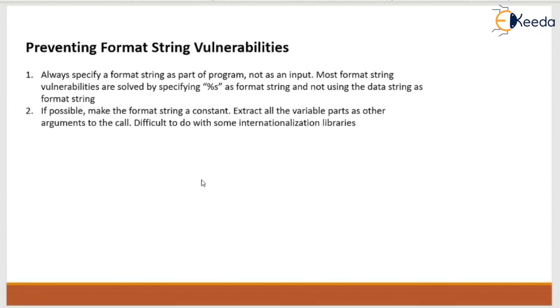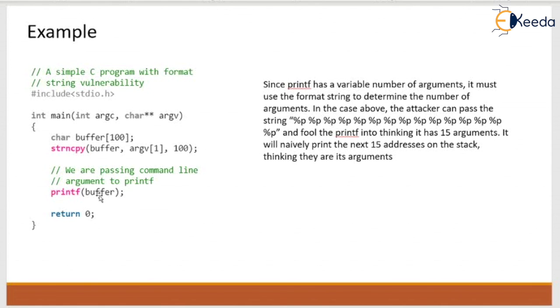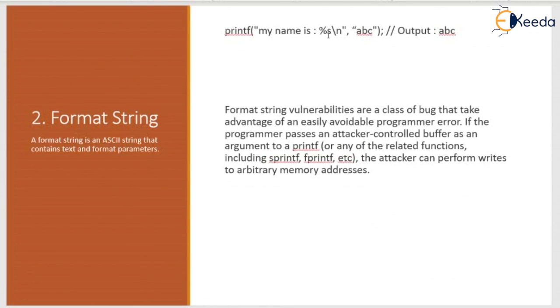Now, preventing format string vulnerability is not that difficult. To solve this issue, specify a format string as a part of the program, not as an input. Most format string vulnerabilities are solved by specifying %s as the format string and not using the data string as the format string. This printf(buffer) is an example of directly using the data instead of a format string. In this printf statement, we are using a format string and then we are using data. So this will minimize the format string vulnerability.